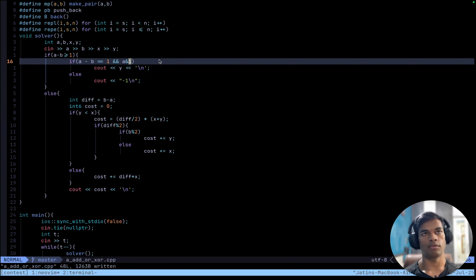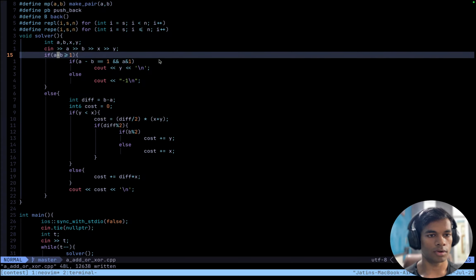Taking an AND with one would only return 1 if a is odd, and not 1 if a is not odd. Right. And I think this one also could be optimized. I do not have to compare. If a minus b is greater than or equal to 1, yeah, that would be necessary because negative numbers would also count.